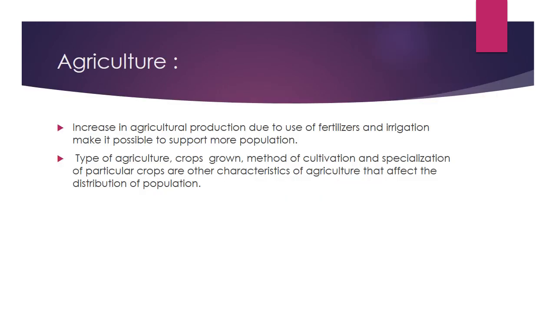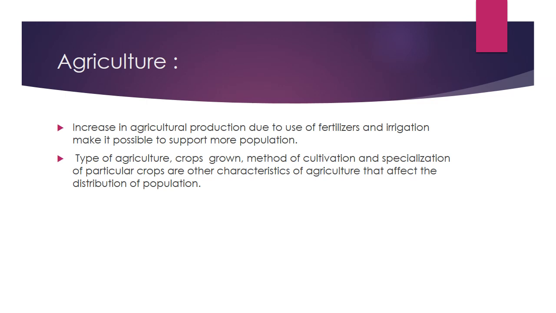Now in that, the first point is agriculture. Increase in agricultural production due to use of fertilizers and irrigation makes it possible to support more population. As compared to ancient times, nowadays developed agricultural technologies like irrigation, and the use of fertilizers and pesticides, have made agriculture possible in any type of land.